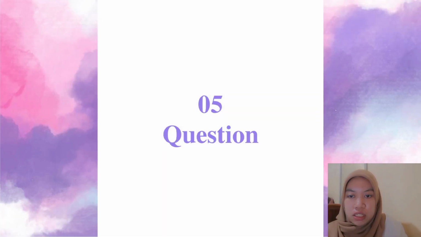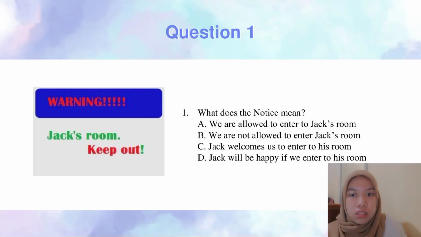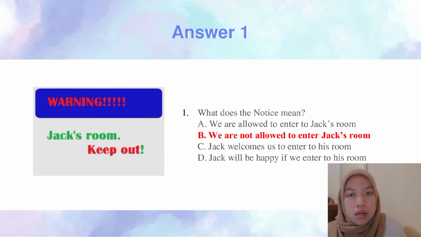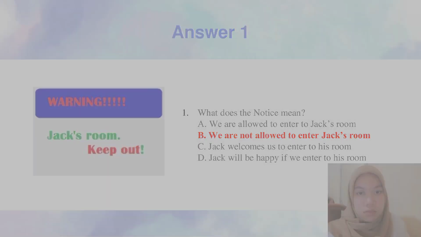Sixth, questions. Question 1. Jack's room. Keep out. What does the notice mean? A. We are allowed to enter Jack's room. B. We are not allowed to enter Jack's room. C. Jack welcomes us to enter his room. D. Jack will be happy if we enter his room. And the answer is B. We are not allowed to enter Jack's room.